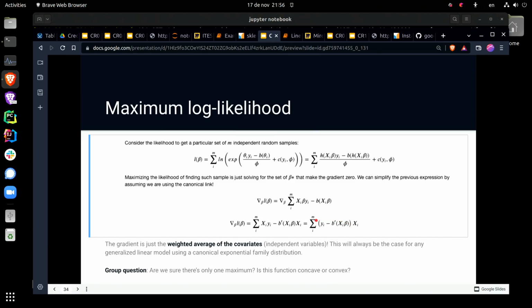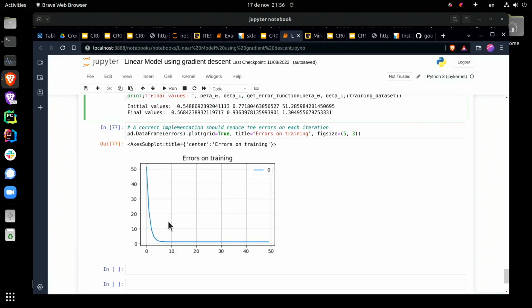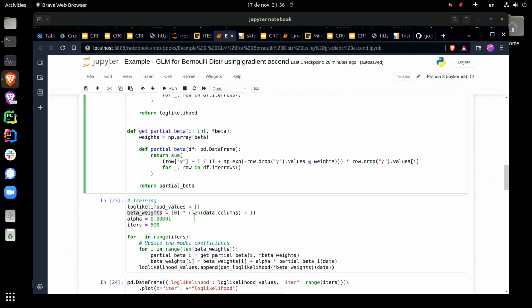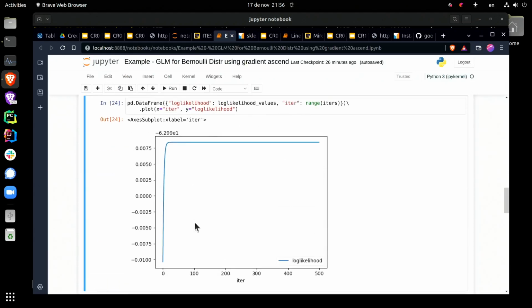So we can solve any possible regression problem using any possible distribution from the exponential family by following those steps. Of course, there are better ways to get the optimal beta parameters, but gradient descent is a familiar and easy way of doing that particular implementation. Well, that will be everything for today's session. Thanks everyone.